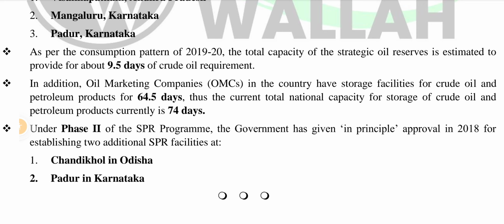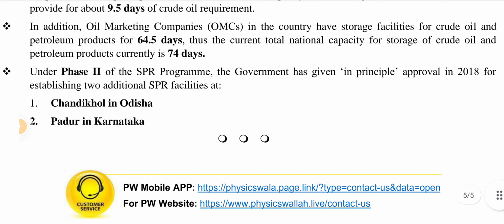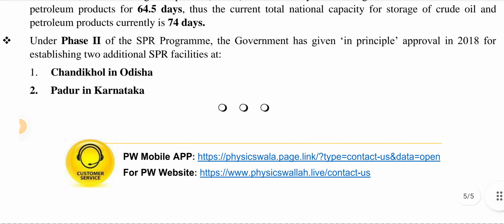In addition, oil marketing companies in the country have a storage facility for crude oil and petroleum products for 64.5 days. Thus, the current total national capacity for storage of crude oil and petroleum products currently is 74 days. Under Phase 2 of the SPR Strategic Petroleum Reserve Program, the government has given in principle approval in 2018 for establishing two additional SPR facilities at Chandikhola in Odisha and Padur in Karnataka.